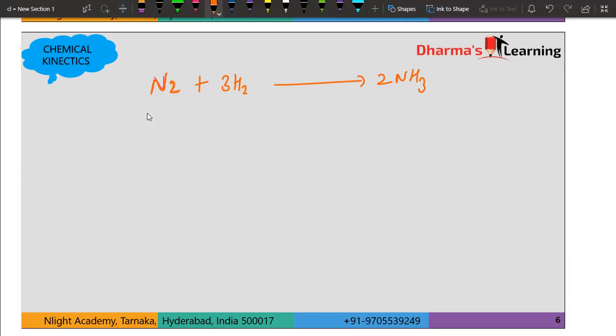For this, let's consider that I want to find the rate of disappearance of nitrogen. How will you find it? Simply the change in concentration of nitrogen over a particular period of time, change in time. I am writing minus. Why? As we know, the nitrogen concentration is going to decrease, so this change will be negative, and we want the rate as a positive. Rate cannot be a negative value.